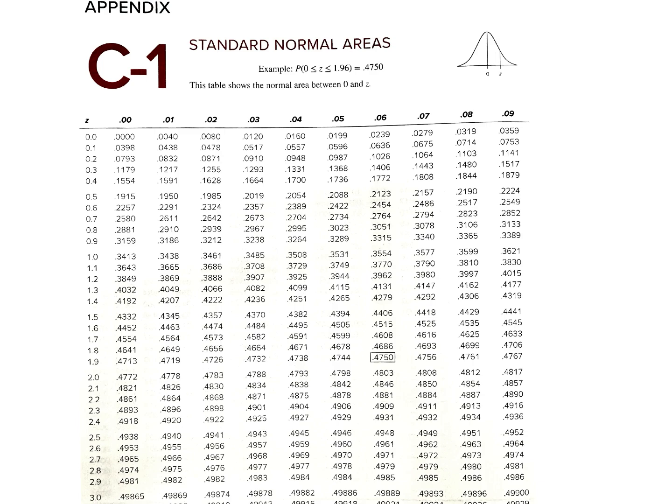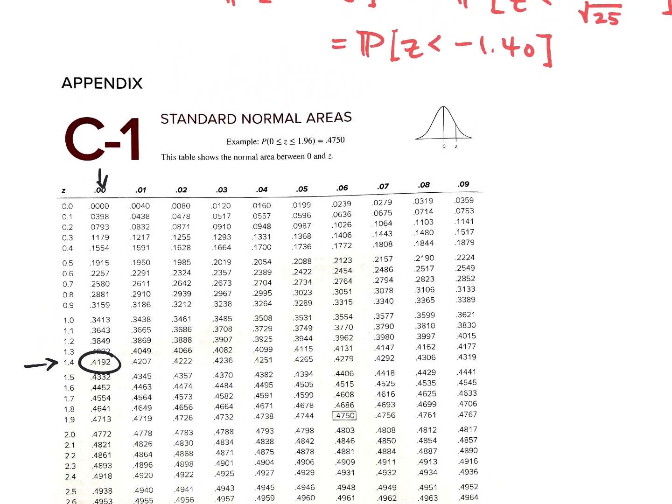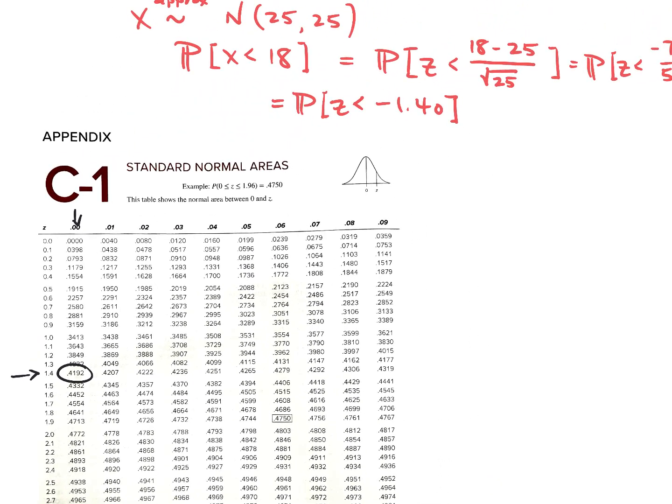We read down to 1.4. And then for the hundredths place, that's also 0. So we have 0.4192. Now maybe we should think about exactly what it is we're trying to calculate. I should sketch this out.